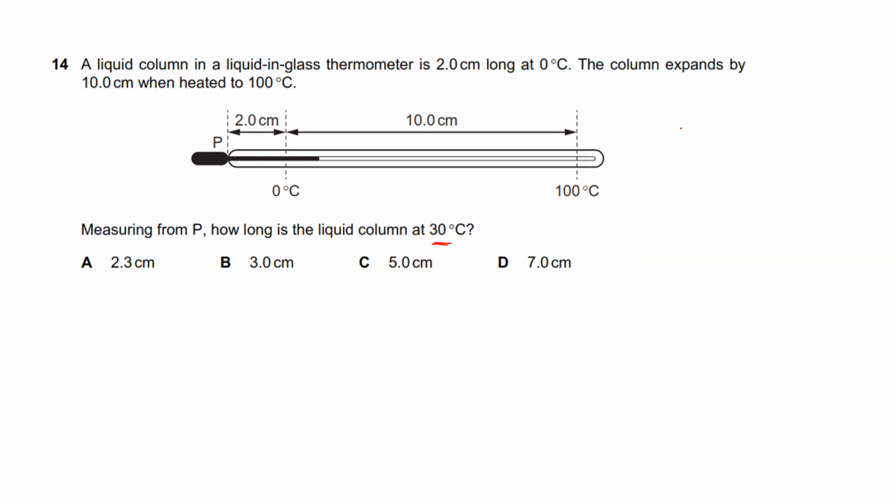30 degree centigrade. So remember, 10 centimeters for 100 degree C. So it comes out to be 0.1 centimeter per degree centigrade. And we have to find out this length, and length is 0.1 centimeter divided by degree centigrade multiplied by 30 degrees centigrade. Centigrade cancels out, so this comes out to be 3 centimeter from this point. So 3 centimeters from here and from point P.